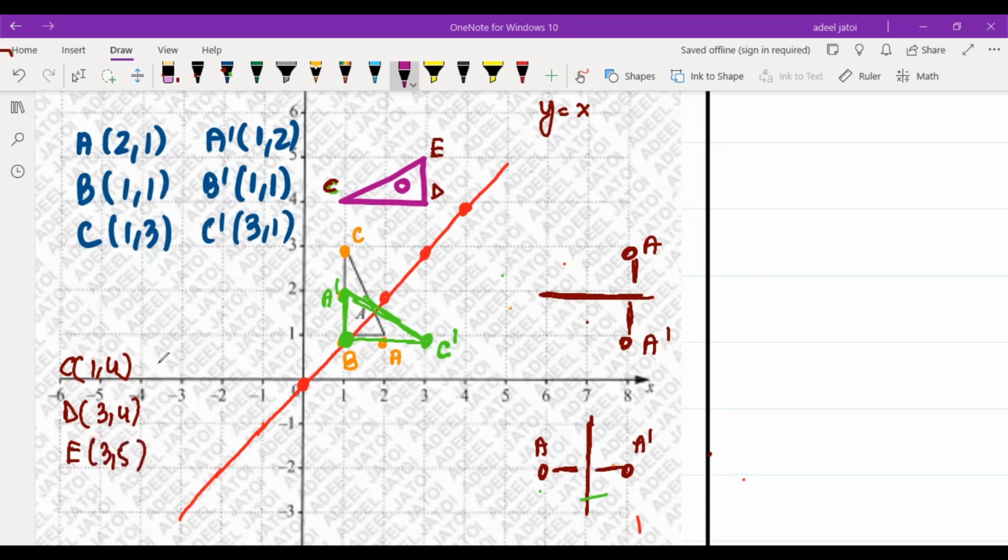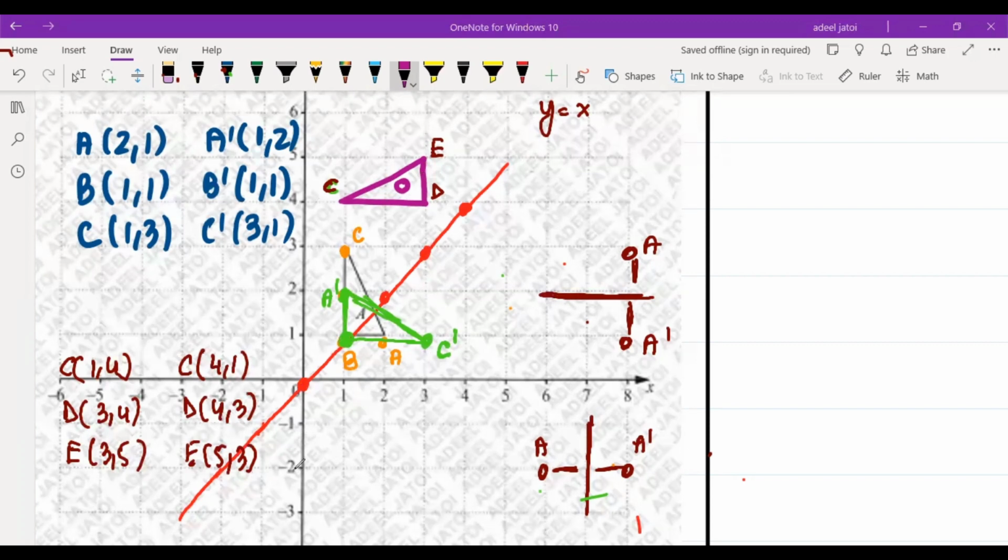So if I directly want to write down the reflection point, this should be 4 comma 1, D is 4 comma 3, right? And E will become 5 comma 3. This was 1, 4, then this was 3 and 4, and this was 3 and 5, right? So considering that these coordinates are interchanged, 1, 4 becomes 4, 1, 3, 4 becomes 4, 3, 3, 5 becomes what? 5 and 3.